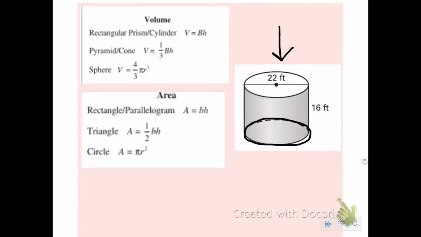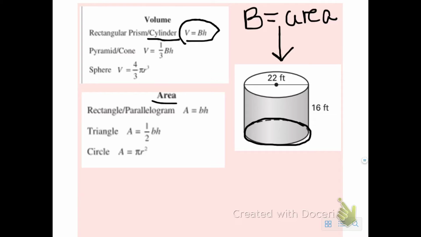So if we want to find the volume of a cylinder, then we would look in the volume part of the formula sheet, and we would find the word cylinder, and it says volume equals capital B times H. Now remember, capital B stands for area. So we have to go to the area part of our formula sheet. We know that the base is a circle, so we'll find the circle formula under area. So that's going to be pi r squared.